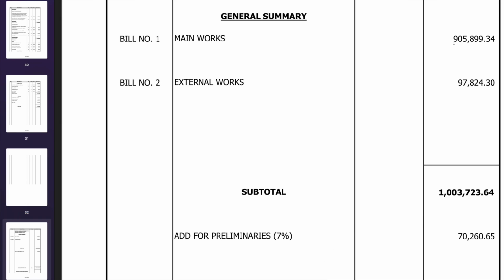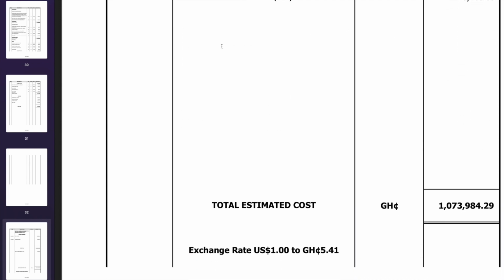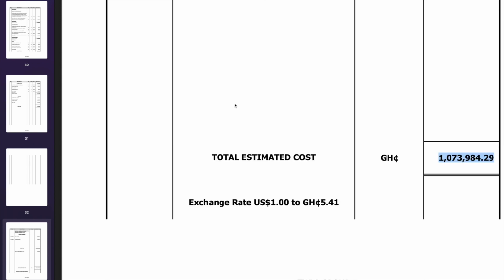Everything else was external, which I just went through, and the main works cost me 905,899 Ghana cedis, and external work, as we just talked about, gives us 97,824 Ghana cedis. If you bring that down, we're looking at 1,000,000 plus Ghana cedis, plus some professional fees, and that brings us to the total, which is 1,073,984 Ghana cedis. And there you have it, that is the total in the estimate.